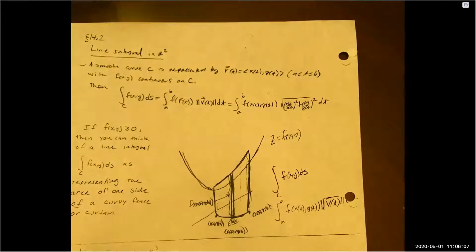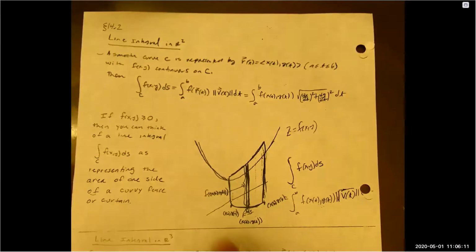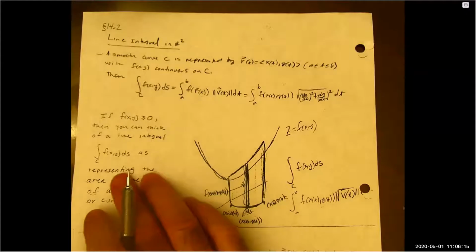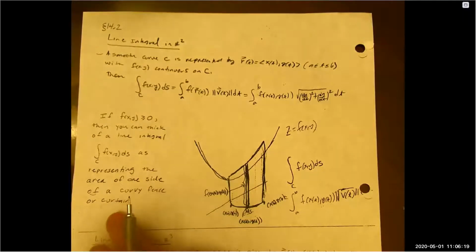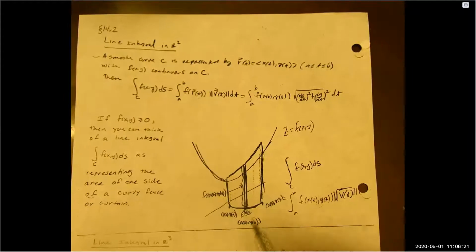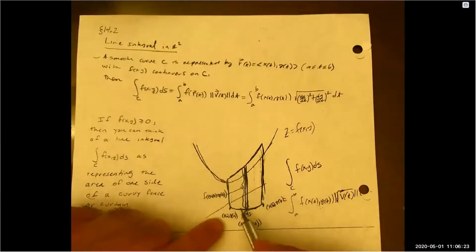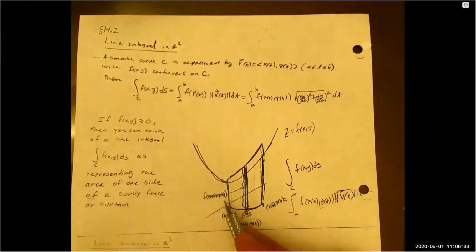And so you might wonder, well, what could this represent? So if f(x, y) is greater than 0, then you can think of a line integral as representing the area of one side of a curvy fence or curtain. And so if you look at this picture here, you have this curve here in the plane. And then f(x(t)), let me blow this up a little bit.